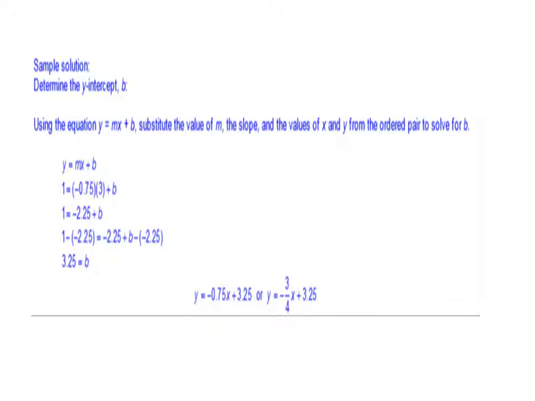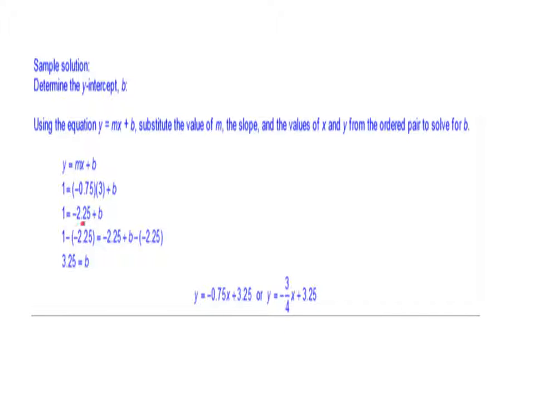Pretty easy concept. As you can recall, we're writing in y equals mx plus b. We can substitute our x and y, and we have a slope, remember, of a negative 0.75, and our ordered pair was 3, 1. So here's our 1 is y, and 3 will be our x. We will multiply, and negative 0.75 times 3 will give us a negative 2.25 plus b is equal to 1.